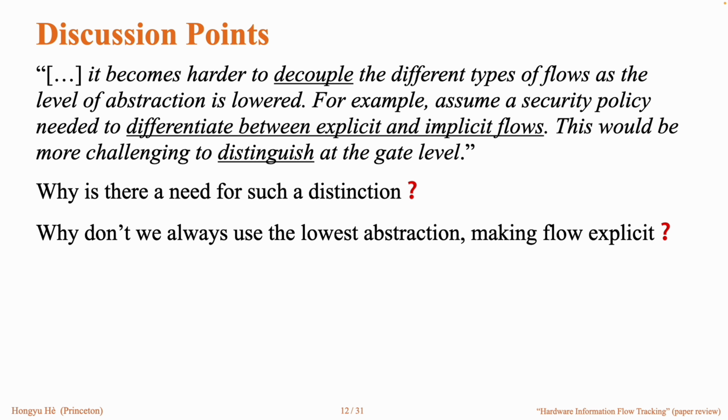And also, why don't we just lower all the abstraction to the lowest level, to the gate level, and make the flow explicit? I think maybe the second one is more obvious, but the first one is still kind of perplexing. Yeah, for the second question, it's generally the same reason that anything has abstraction: if we try to take a complex design and always break it down, the complexity would explode. By complexity, I guess it's kind of the computation. Yeah.